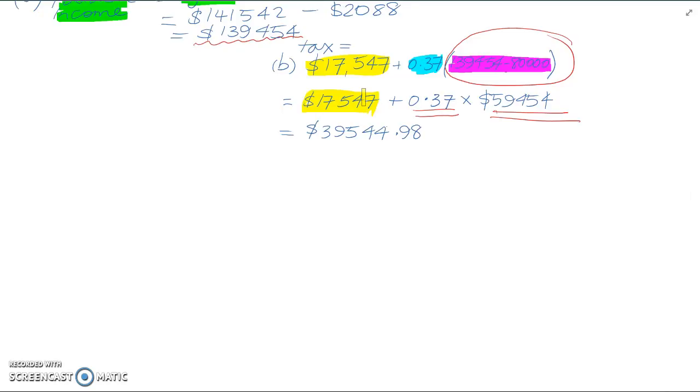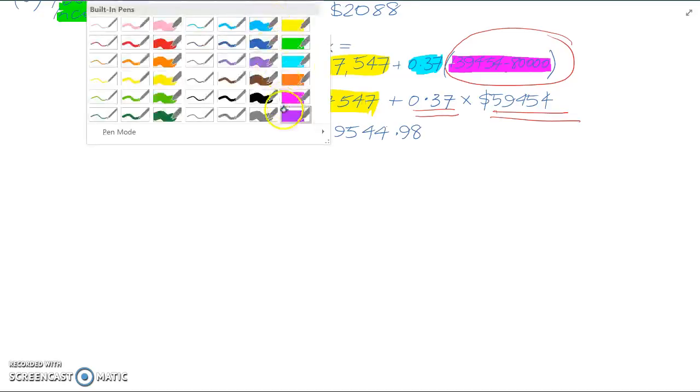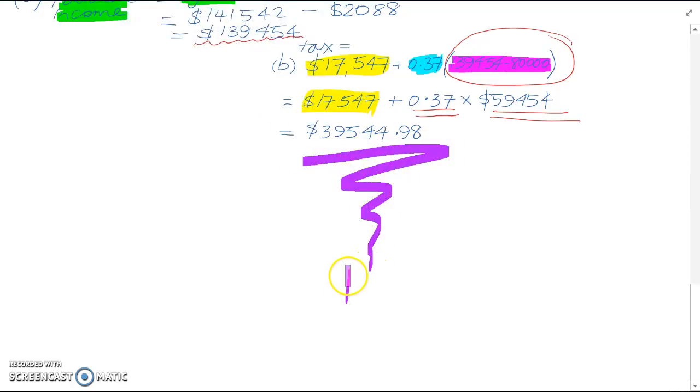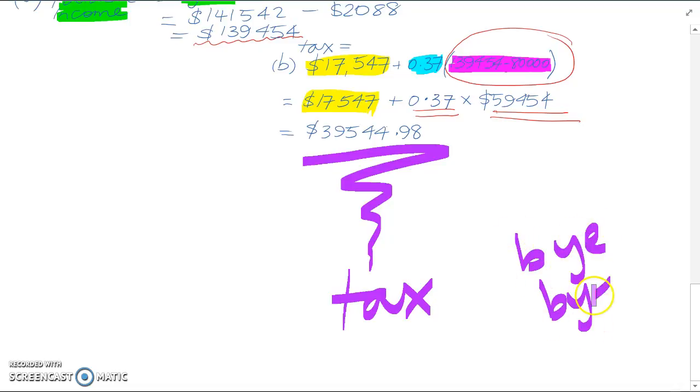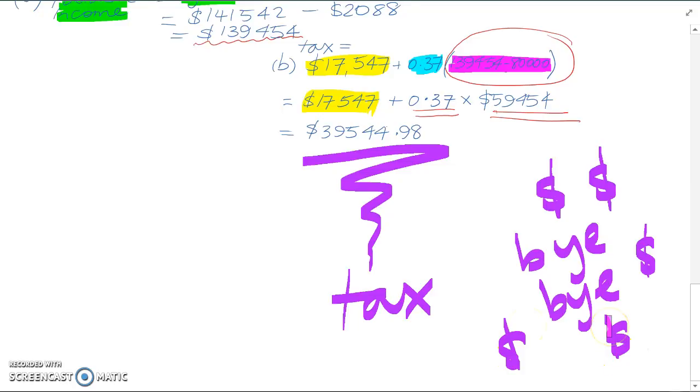So 17,547 plus 37 cents, which is 0.37 times 59,454. And there you get it. Isn't it disgusting? 39,544.98 in tax. First time you ever do this problem, you nearly fall over when you see how much tax you have to say bye-bye to. Off your dollars go. Bye-bye. But it's good because it's going off for hospitals and roads and all sorts of government initiatives to help people. Okay? All right. I'll do some more later.